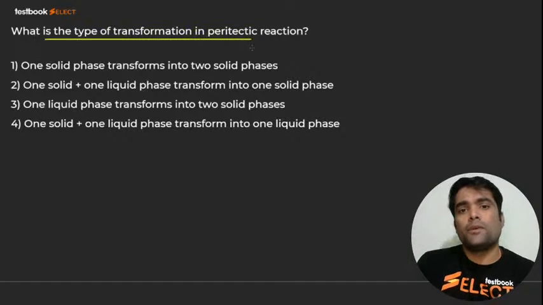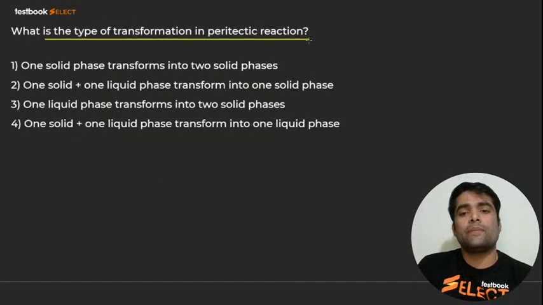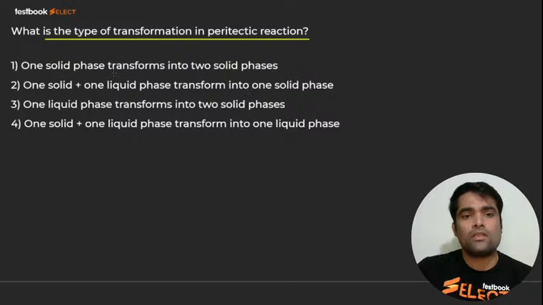What is the type of transformation in peritectic? In peritectic, what happens? Two solids convert into a third solid, right? So it should be one solid and one liquid phase transform into one solid phase, or one solid phase transforms into two solid phases. Which one is correct? Please tell me the answer.